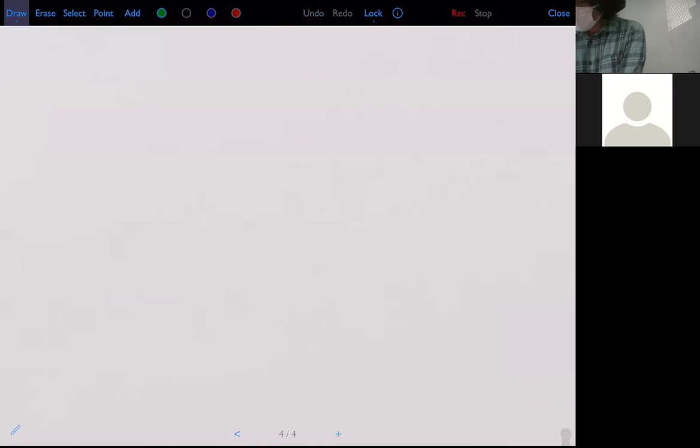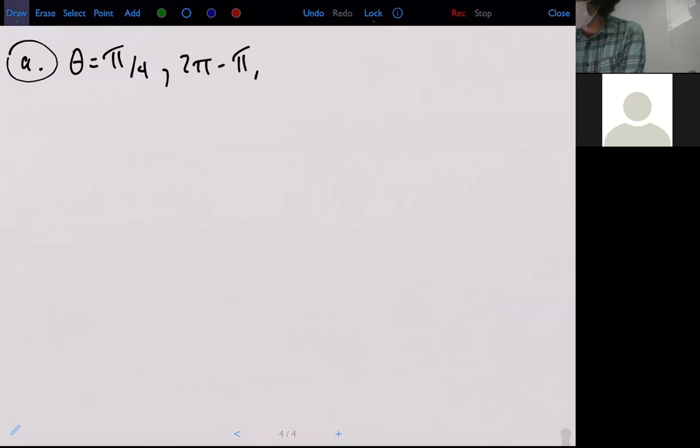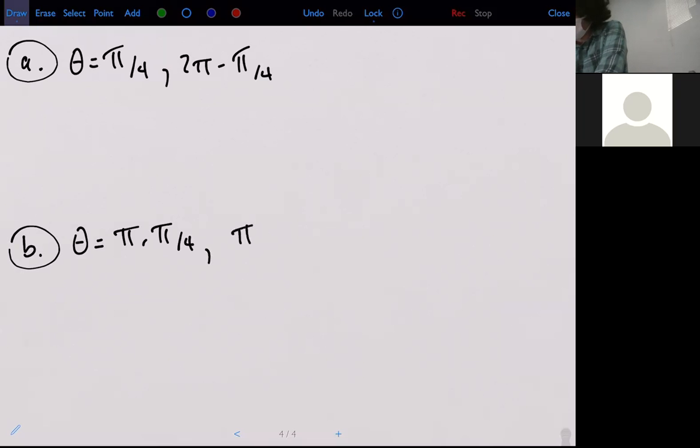So for part A, we found the solutions were either theta is equal to pi divided by 4, or theta was going to be 2 pi minus pi divided by 4. And then in part B, we found theta was going to be either pi minus pi divided by 4, or we had pi plus pi divided by 4.